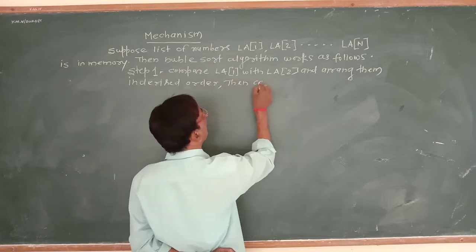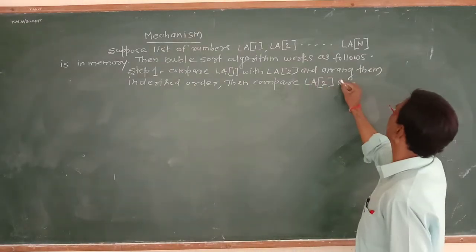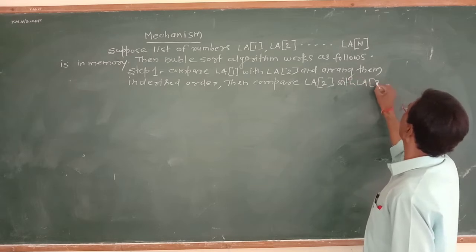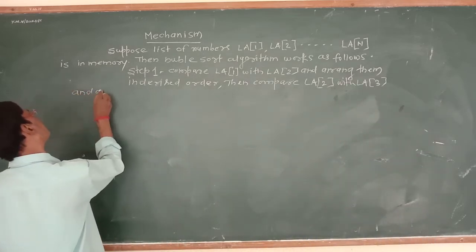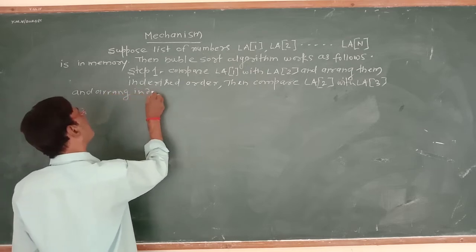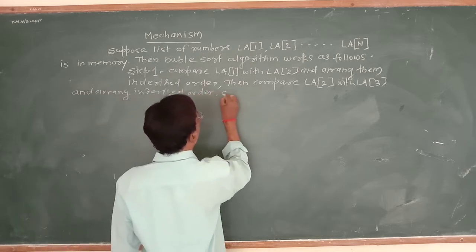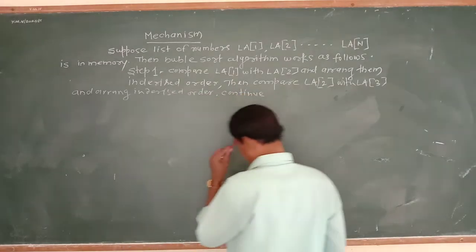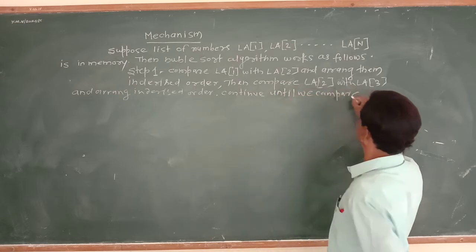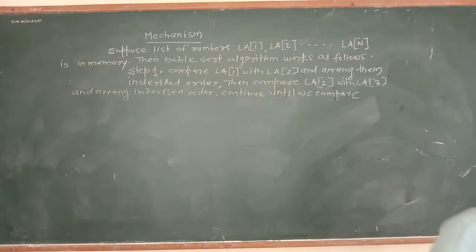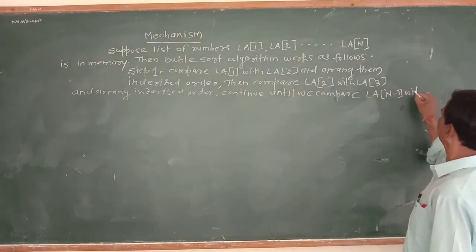Then compare LS2 with LS3 and arrange them in desired order. Continue until we compare, what, the last comparison will be LS n minus 1 with LS n.